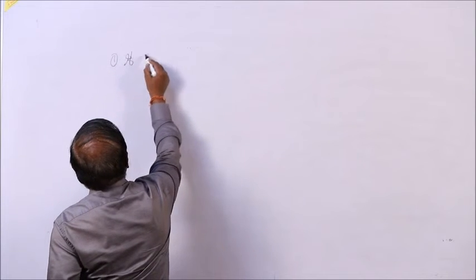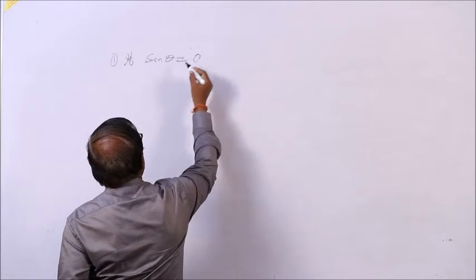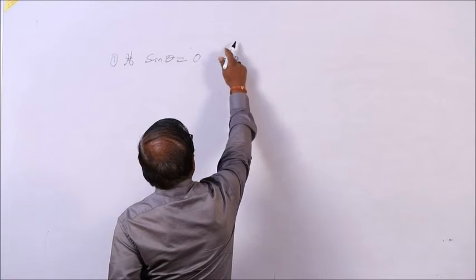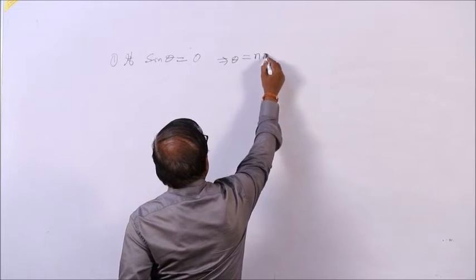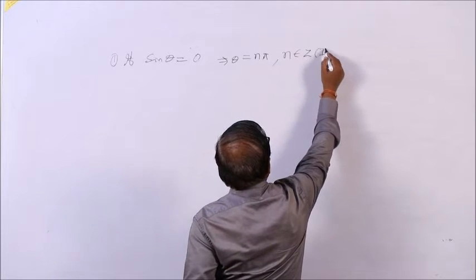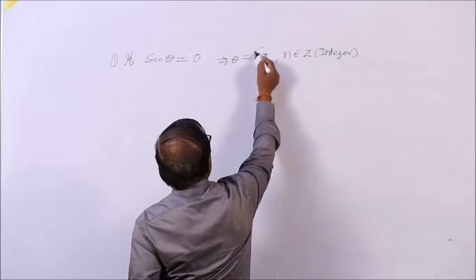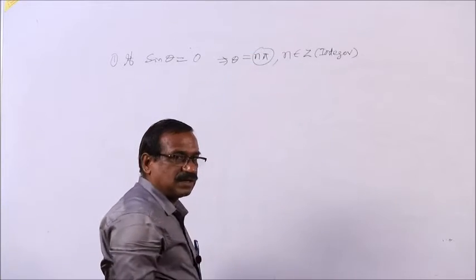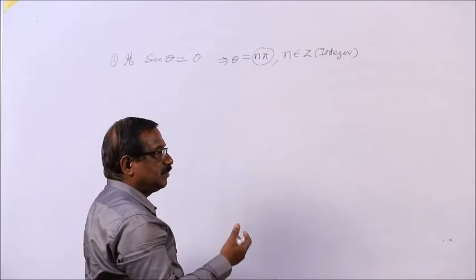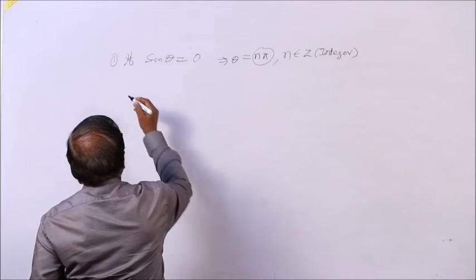If sin theta is equal to 0, that implies theta is equal to n pi, n belongs to Z, any integer, and the presence of this n is the general solution. You can take the value of n as positive, negative, or any number.